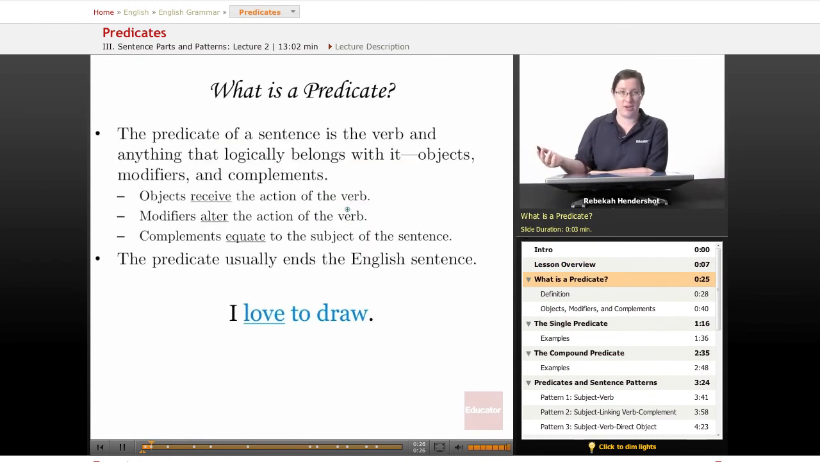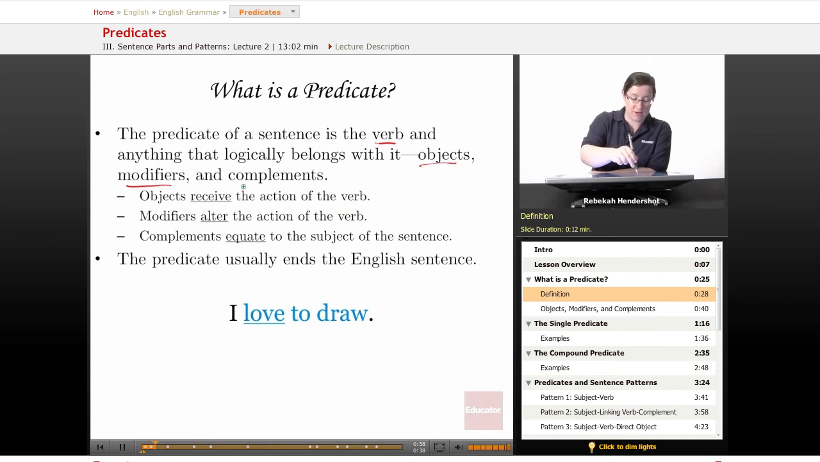All right, what is a predicate? The predicate of a sentence is the verb. Remember, that's the one word you absolutely have to have in an English sentence. And anything that logically belongs with it: objects, modifiers, and complements. Now, what are those things?